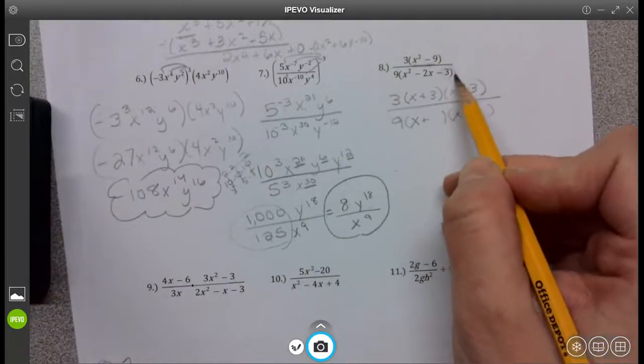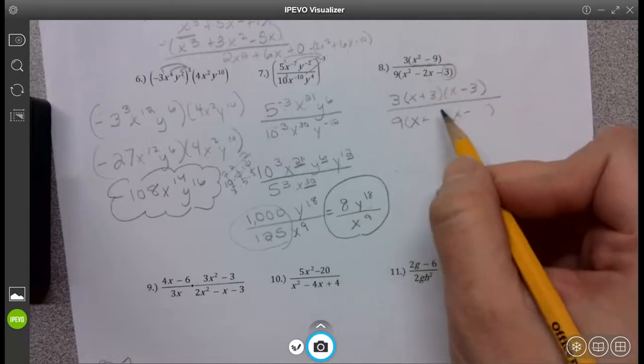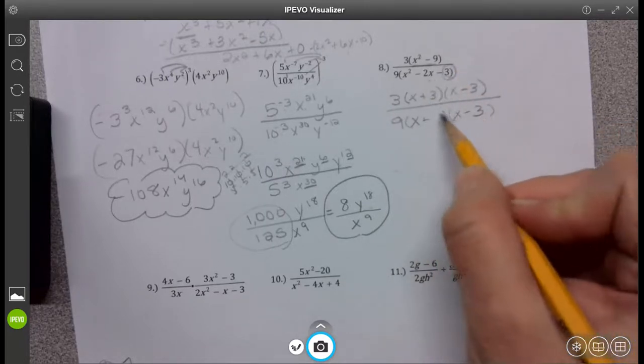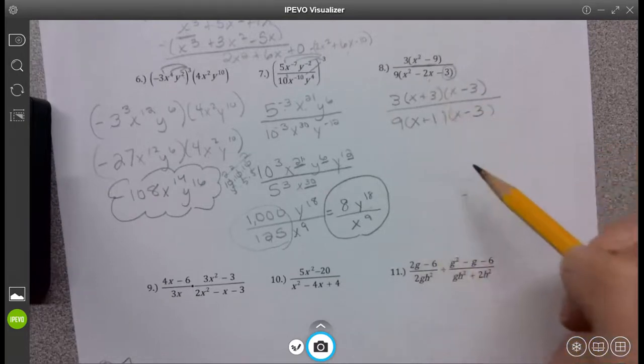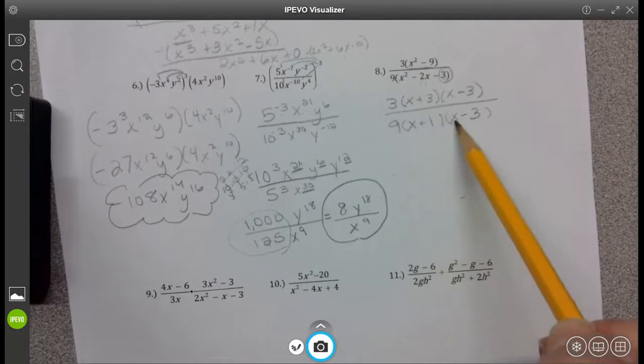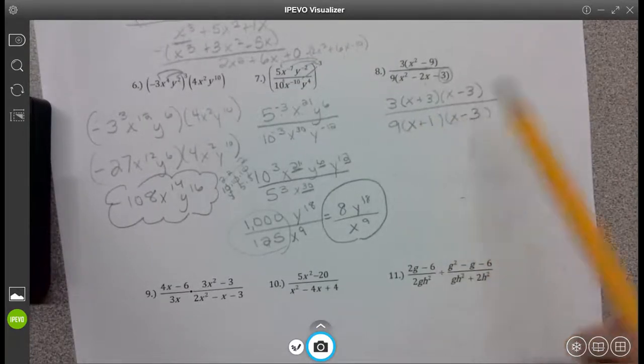What are factors of 3 that add to 2? Well, it's only 3 and 1. So a negative 3 and a positive 1 will give you a negative 2. And always FOIL to check your work. X times x is x squared. X times negative 3 is negative 3x, positive 1x.